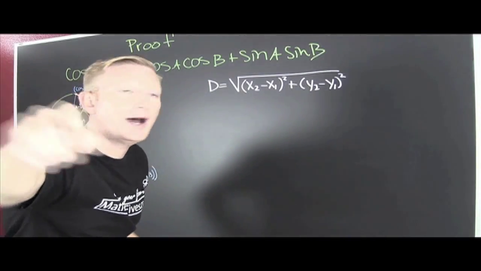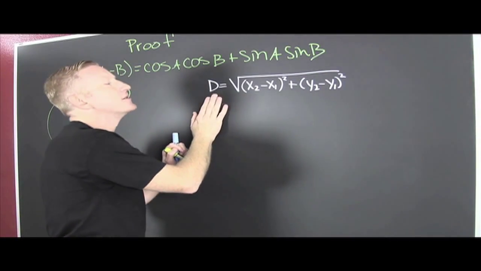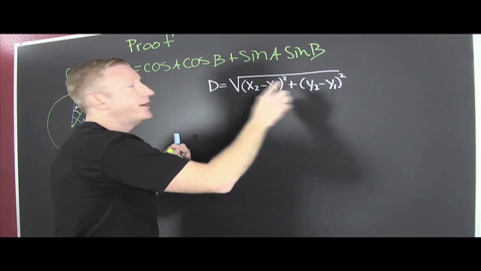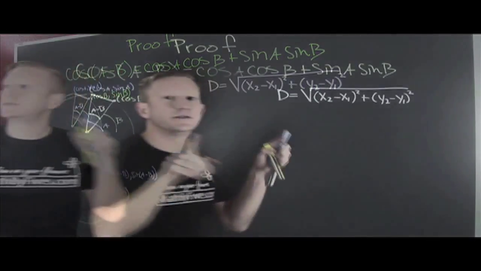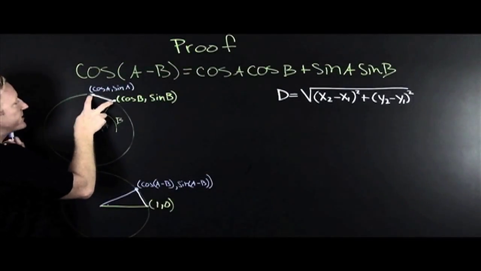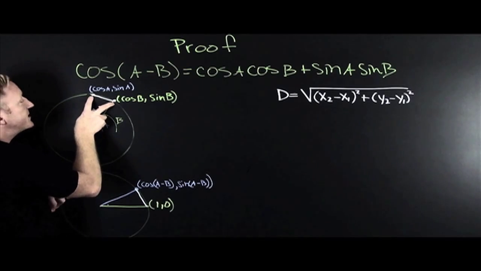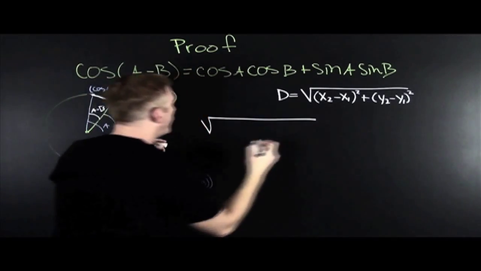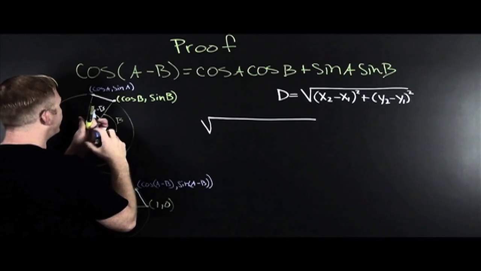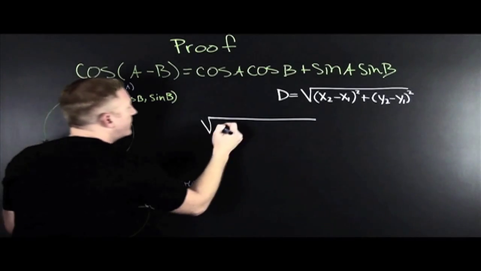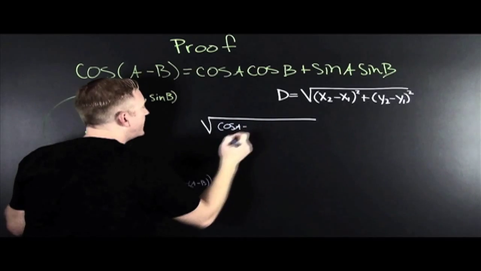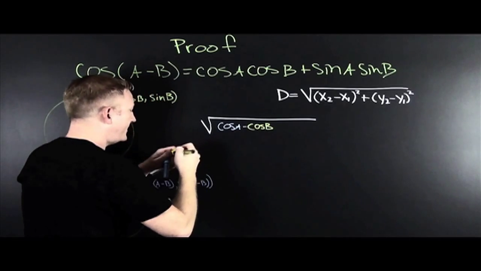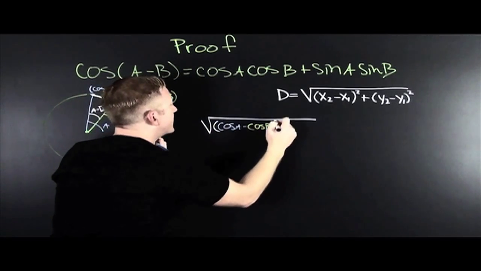So I'm going to need my distance formula here. That's the difference of the x value squared plus the difference of the y value squared. And then we're going to take the square root right there. So, we need to look at these points. The distance from this one here to here is going to be the square root of, wait for it, the difference of the x's. That's the cosine A minus the cosine B, and then that thing is going to be squared.